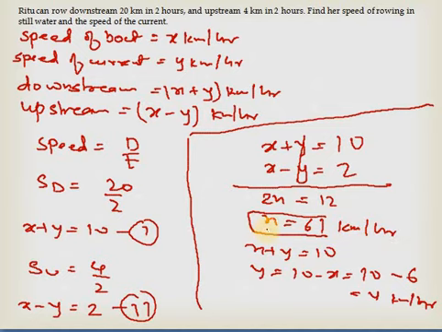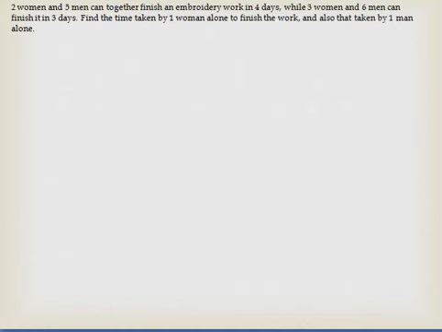So the speed of the boat is 6 kilometers per hour in still water, and the speed of the current is 4 kilometers per hour. Now moving to the next question.